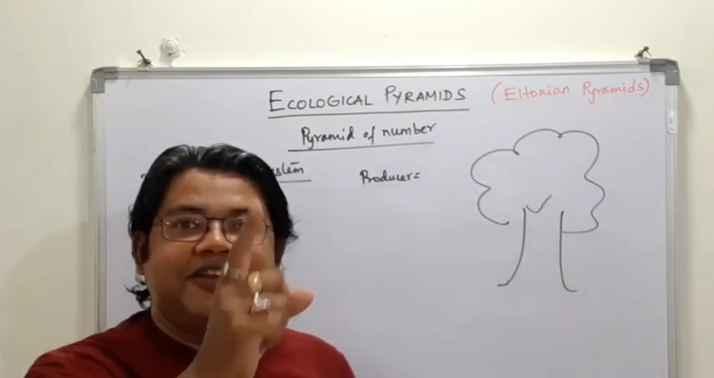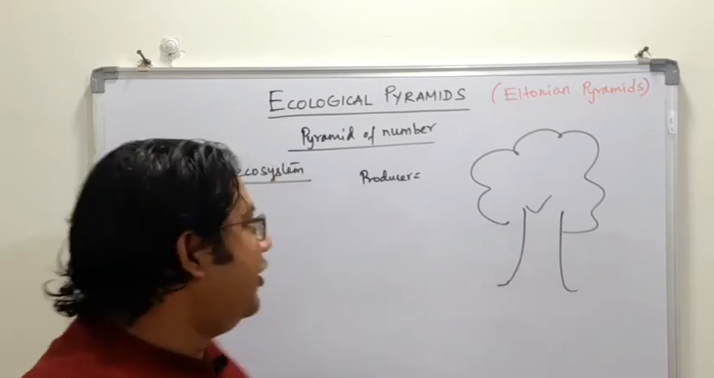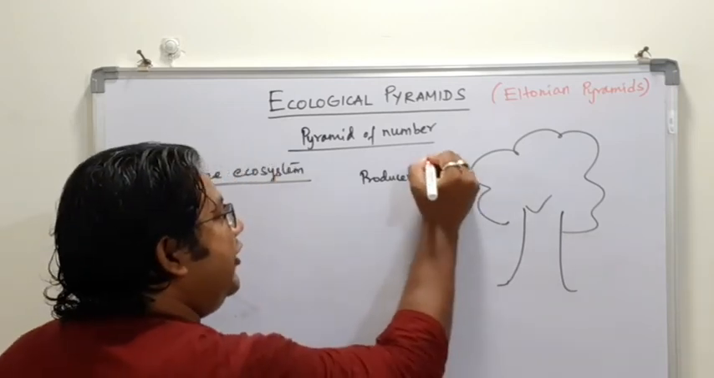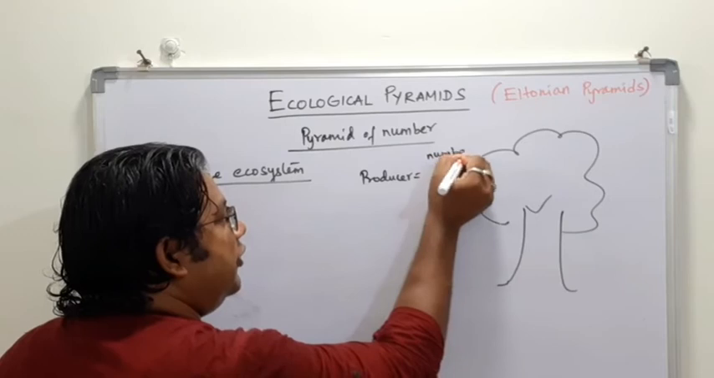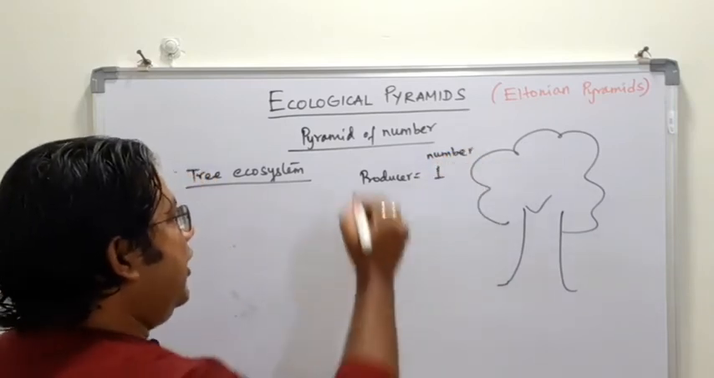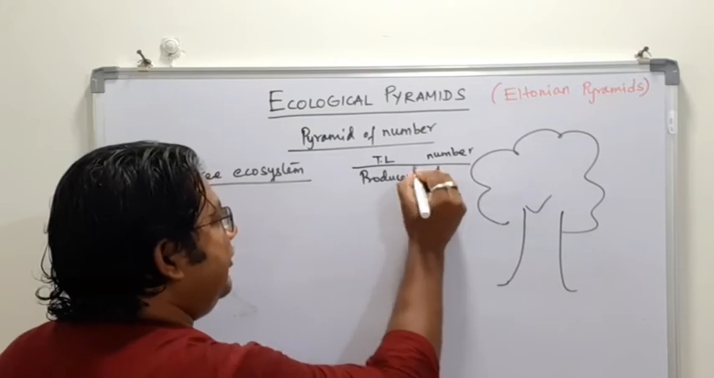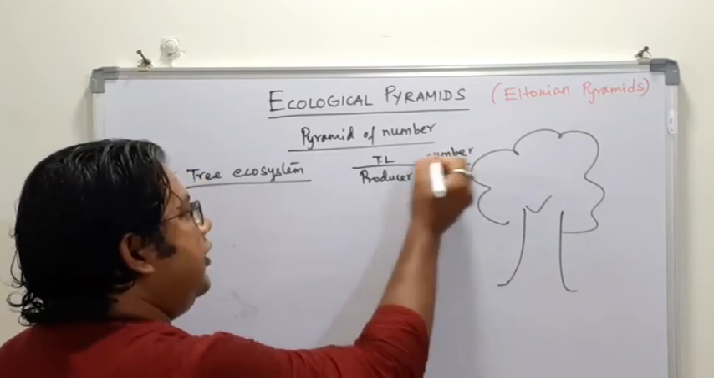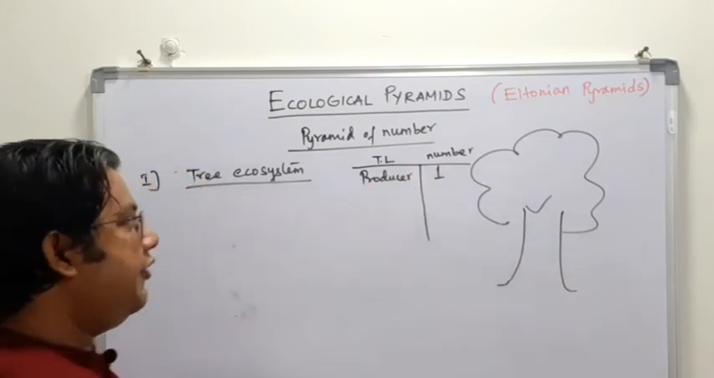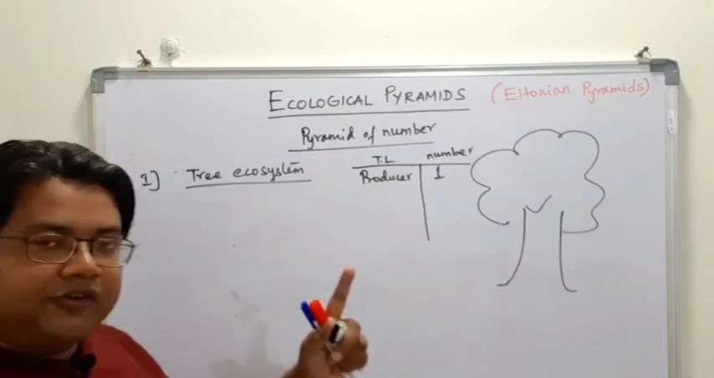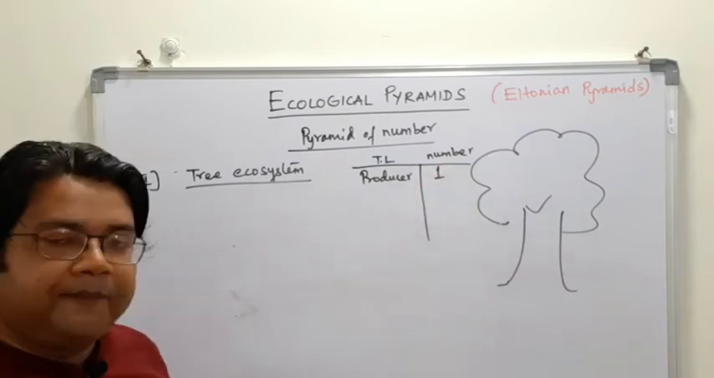So what is the number of producers over here in this case? Obviously, it's a single tree, so the number will be only 1. So I'll write number over here, and write trophic level over here. Let us make a table. So number, and this is the trophic level. The trophic level is the producer trophic level. The number is only 1.